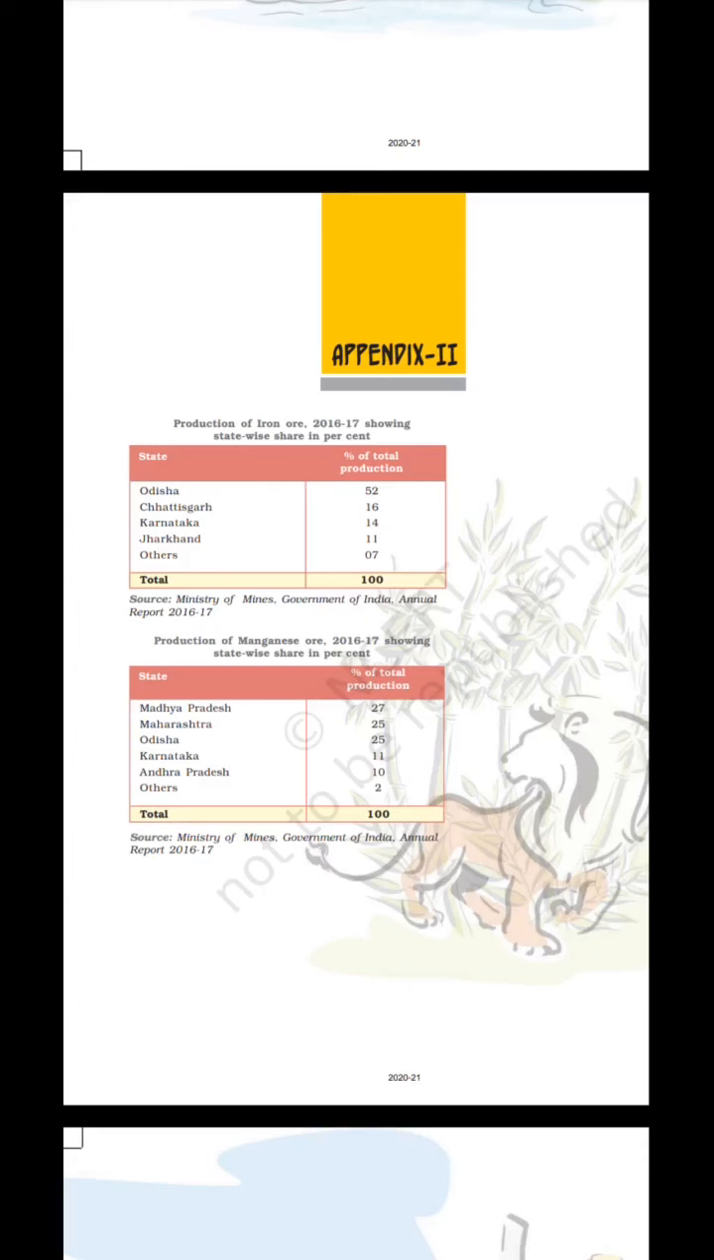Production of manganese ore 2016-17 showing state-wise share in percent. Madhya Pradesh 27, Maharashtra 25, Odisha 25, Karnataka 11, Andhra Pradesh 2, others 2. Total 100. Source: Ministry of Mines, Government of India, Annual Report 2016-17.